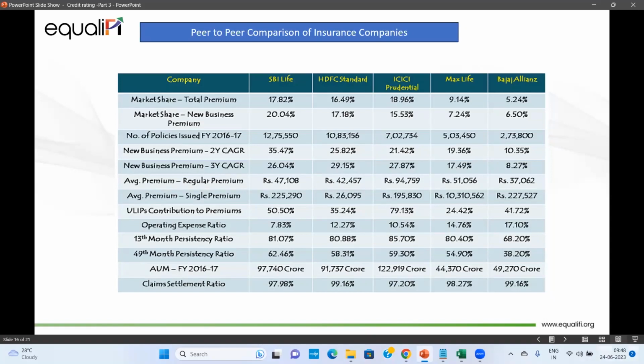Okay, can I go ahead? You guys can take a snip of this. If you want to take a snip, you can take a snip of this.